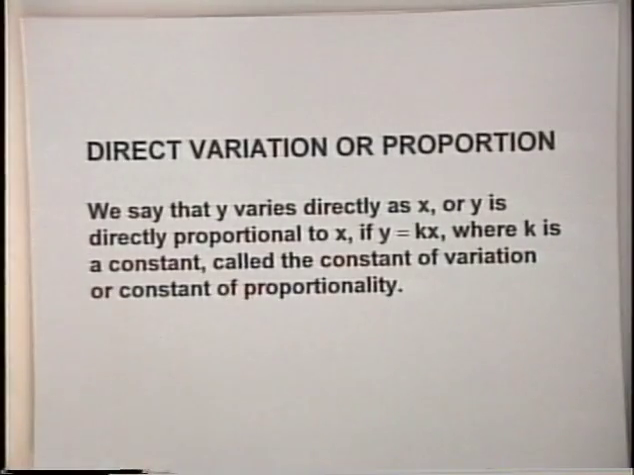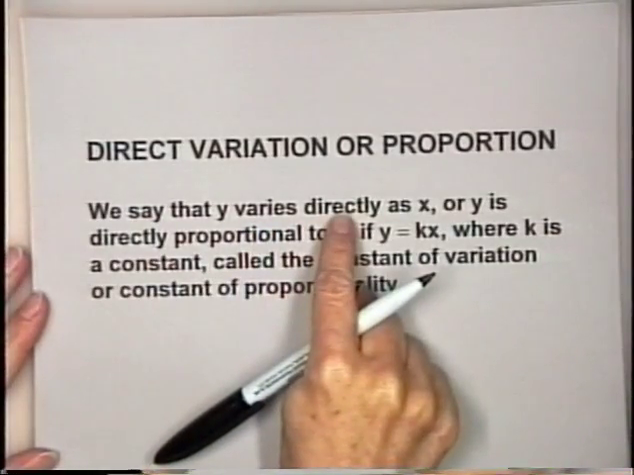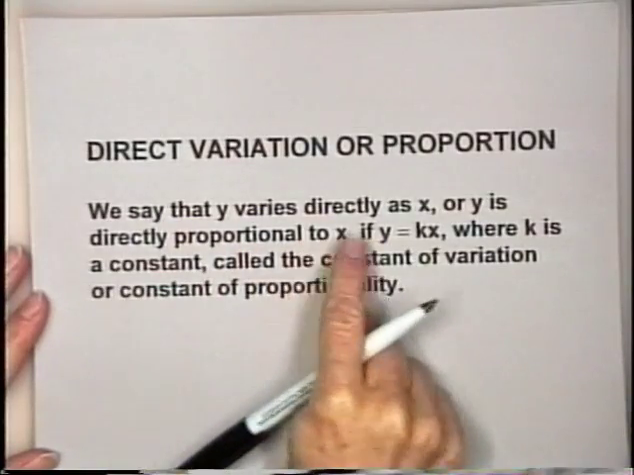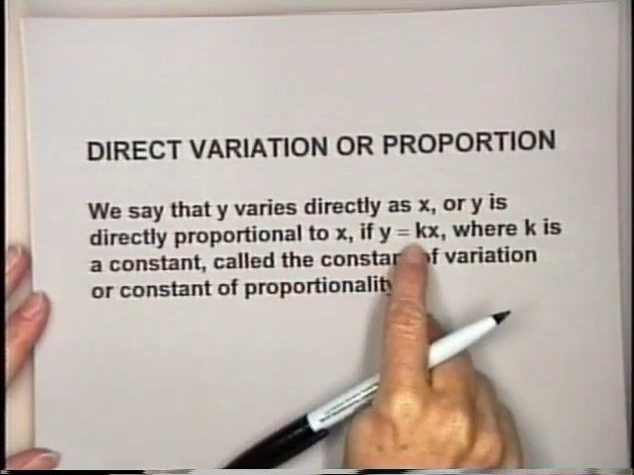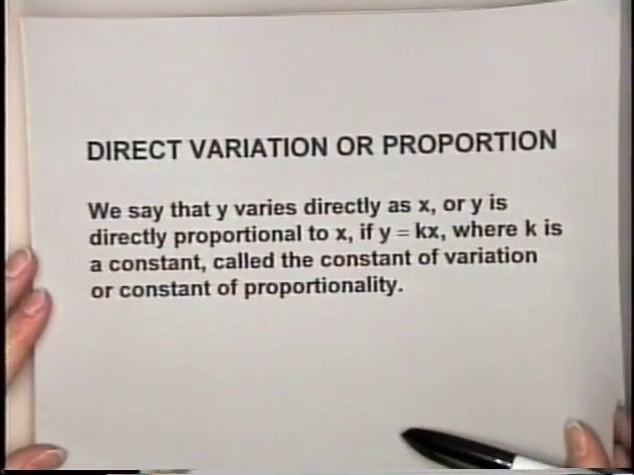What we want to do is, when we have problems that tell us that we have something varying directly, or it may say is directly proportional to, then we know we can write an equation that looks like this. And we will start with that equation to solve our problem. Let's take a look at an example.